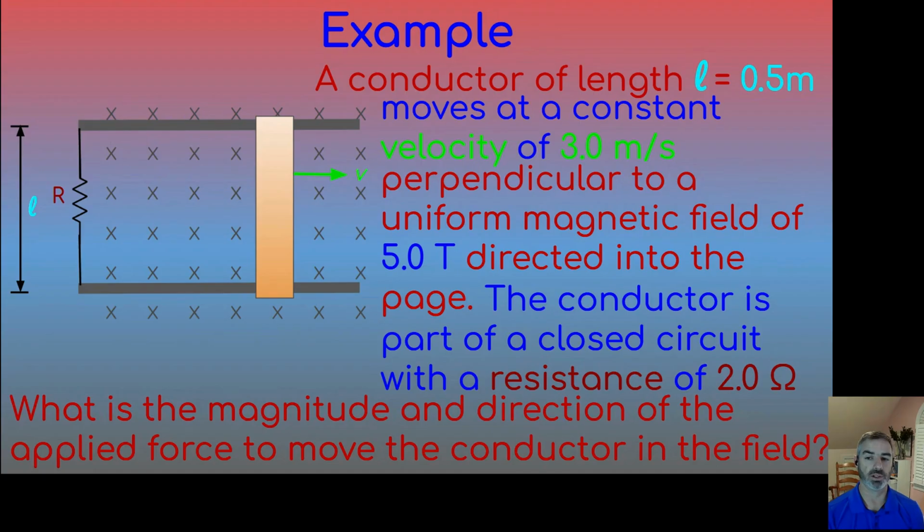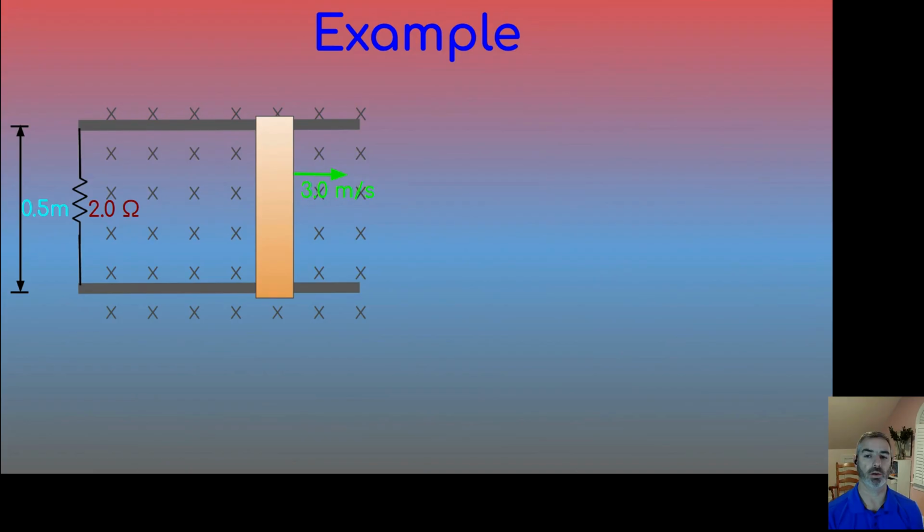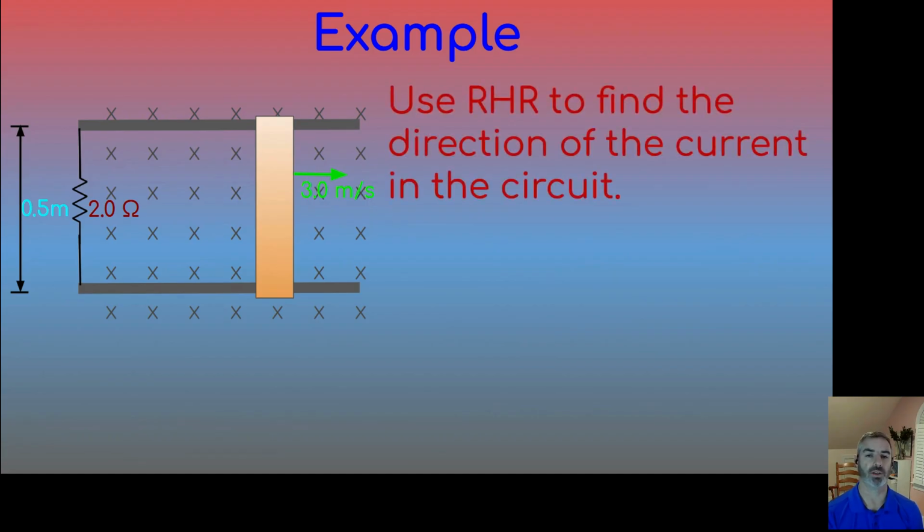So the first thing that we're going to do is mark our diagram with the things we know, keeping in mind that the magnetic field is 5 Tesla. And what we need to do first is use our right-hand rule to find the direction of the current in the circuit.